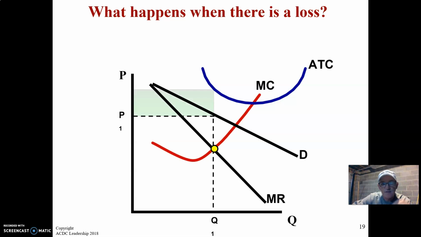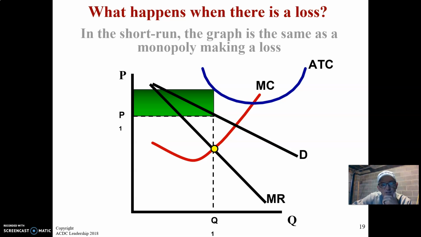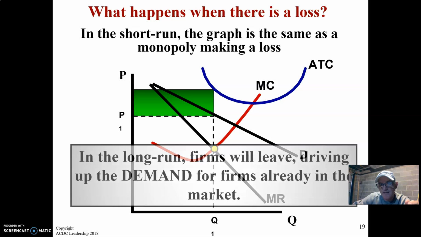We're making a loss there. Firms are going to bail because, see, this is the amount of the loss, right? That probably should be red instead of green. Green doesn't feel like a loss. Anyway, whatever. So yeah, in the short run, it's going to look like a monopoly making a loss.